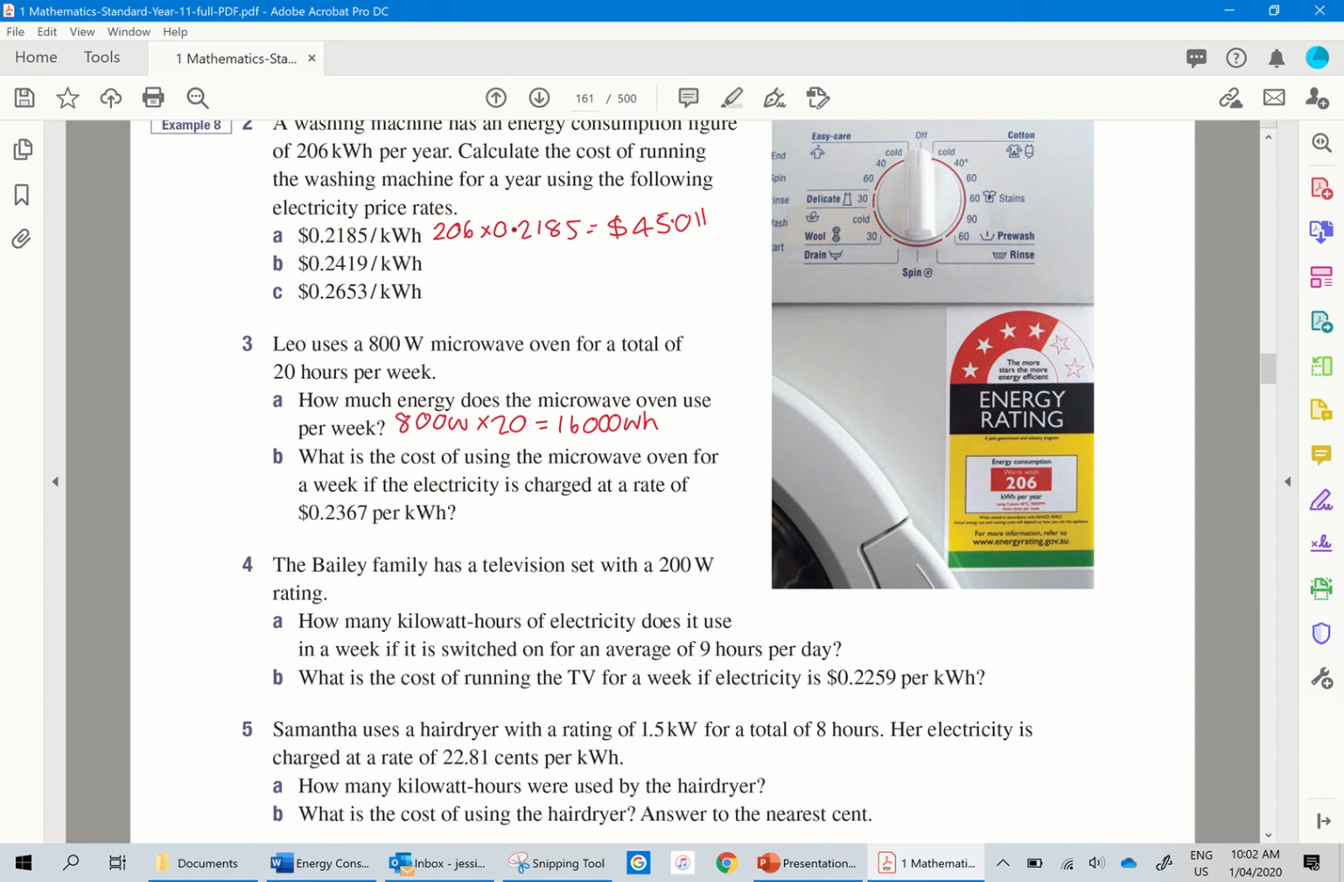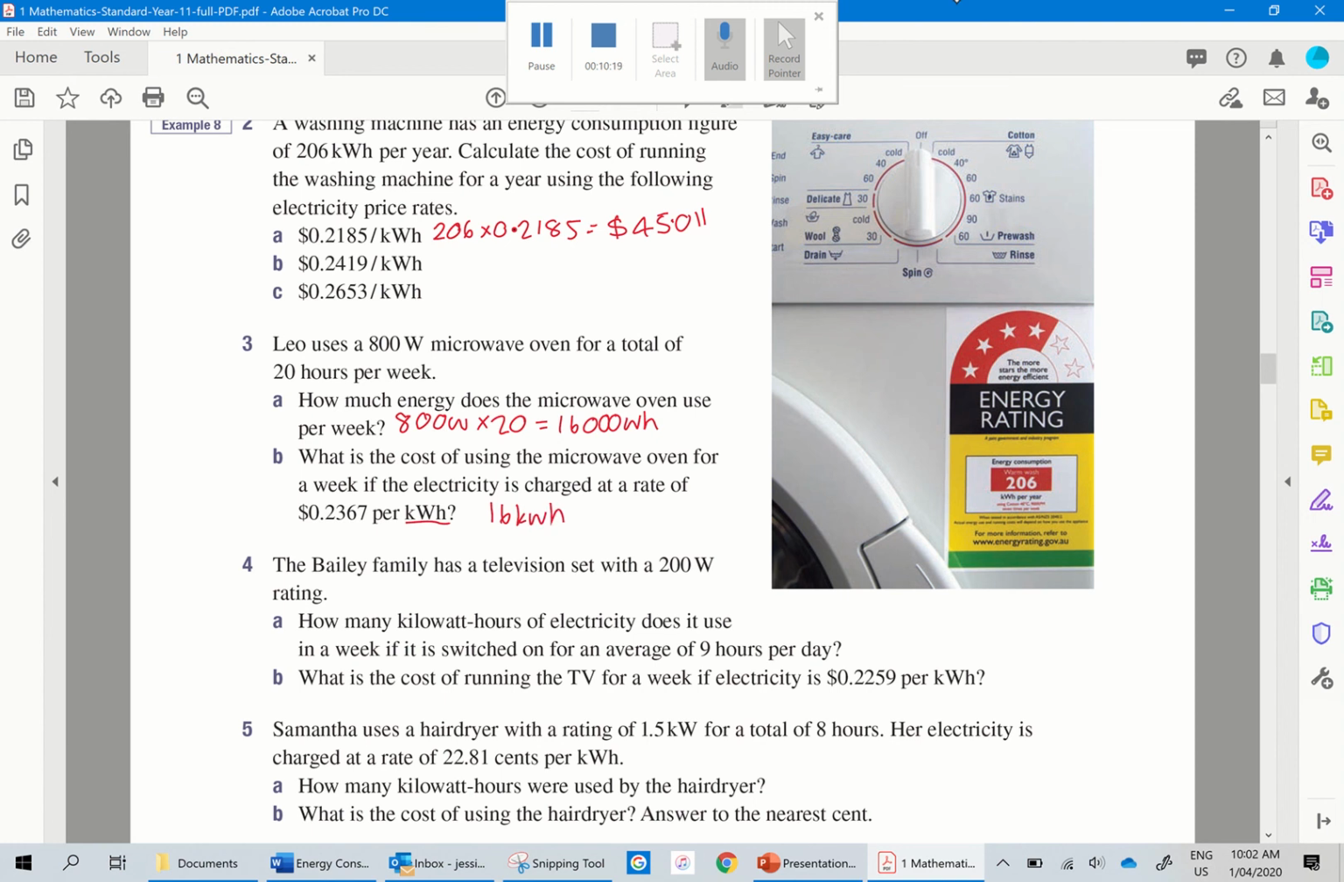Okay. So then B says, well, what is the cost of using the microwave oven for a week if the electricity is charged at a rate of that per kilowatt hour? So notice all of a sudden I've left my answer here in watt hours, but they want what it is in kilowatt hours, which means I need to convert. So I say, okay, well, I'm going from watts to kilowatts, so I'm going from a smaller to a bigger, so I'm going to divide. So divide by 1,000 gives me 16 kilowatt hours, okay?